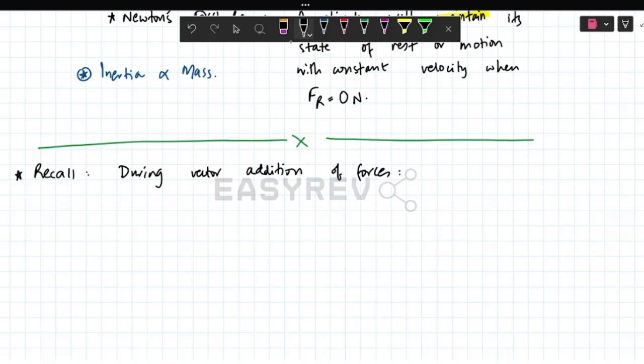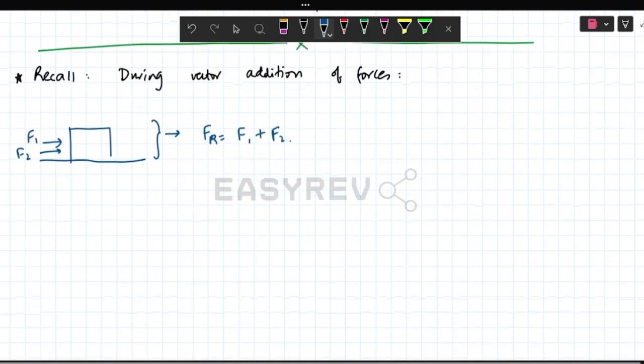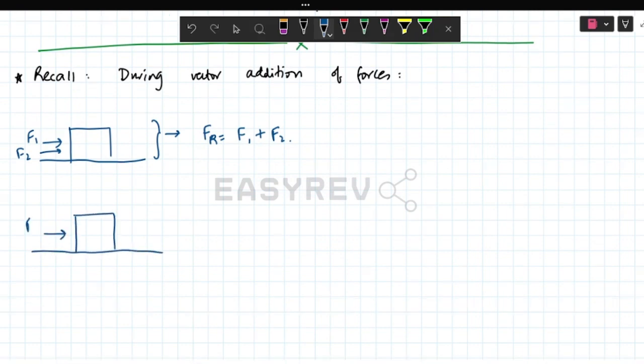we had concluded the following, that if, let's say, I have an object that has forces acting in the same direction, F1 and F2, we would combine these two to give the resultant force as F1 plus F2 since they're in the same direction. And in contrast, we had seen how if we had the same object but this time the forces were arranged in the opposite direction, depending on which force is larger or smaller, we would be subtracting the two forces. So it would be either F1 minus F2 or F2 minus F1.